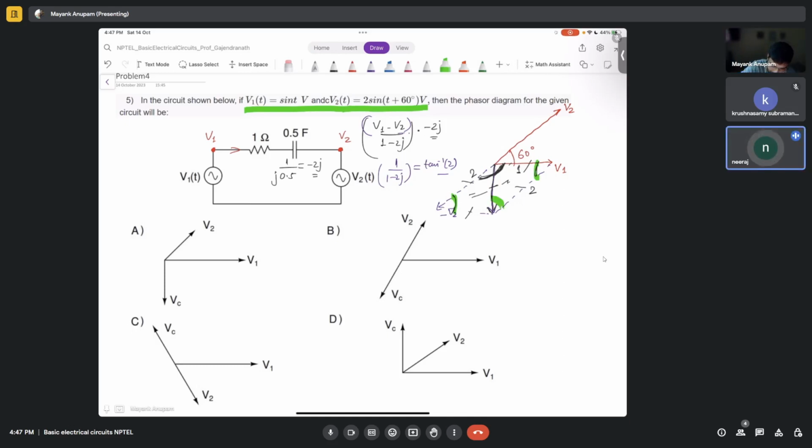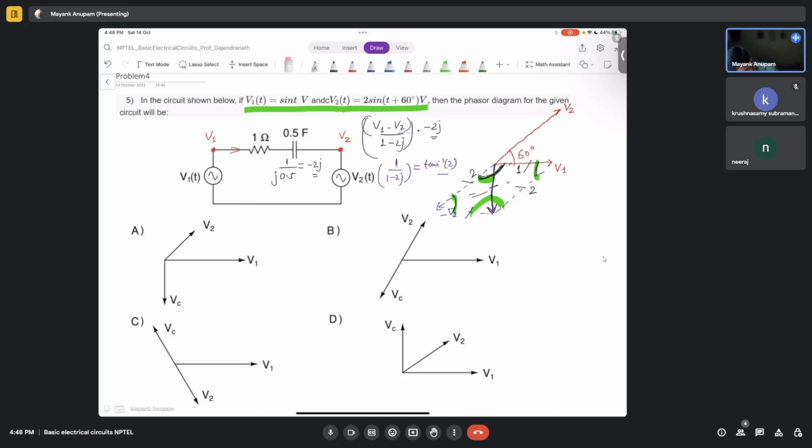Sir, the angle between the resultant and minus V2. Between the resultant and minus V2, yes. This angle is equivalent to this angle, right? Yes, sir. And this angle here is equal to this angle. Correct? So this angle is completely equal.